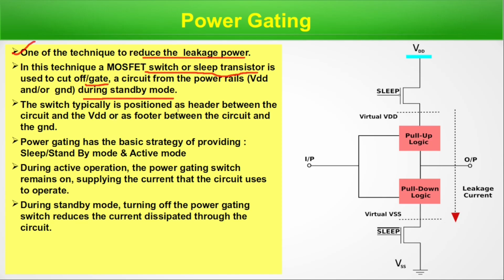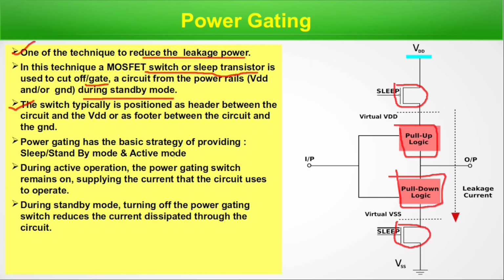The switch typically is positioned as a header between the circuit and the VDD, or a footer between the circuit and the ground. This is the diagram. This is the pull up logic. This is the pull down logic. And here is one sleep or switch transistor. Here is another that is used to cut off this part from VDD, and this one is used to cut it off from the ground. That is the header, between the circuit and the VDD, and this is the footer, between the circuit and the ground.